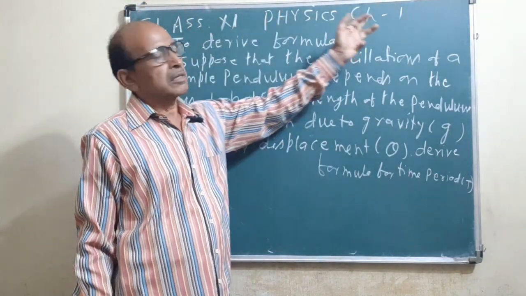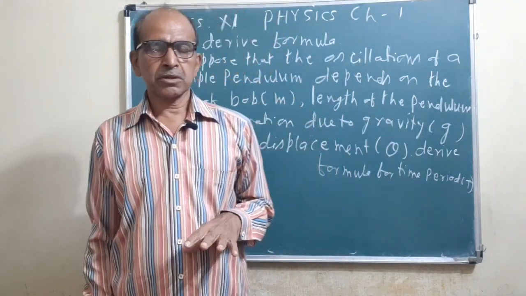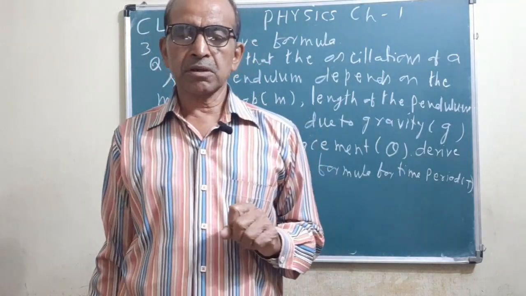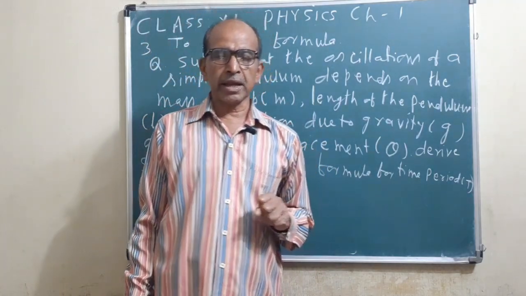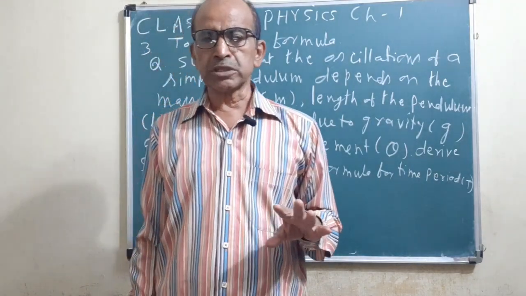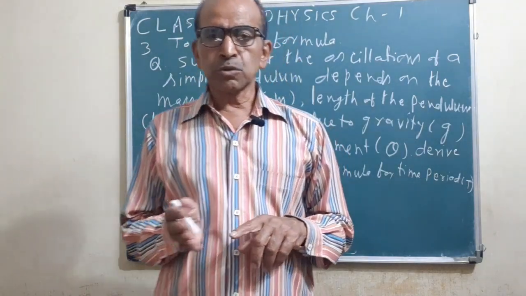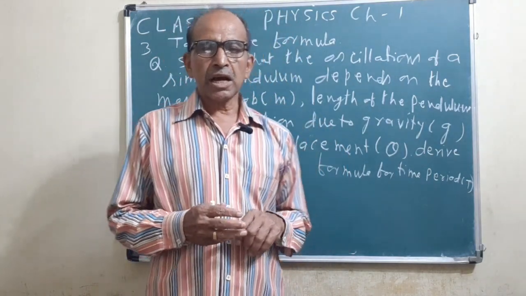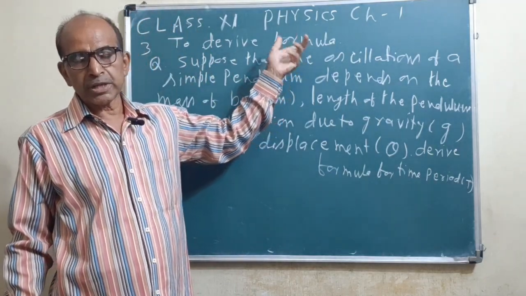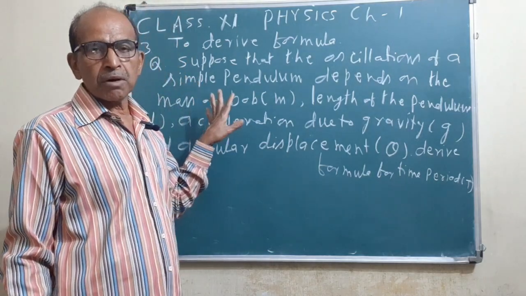Class 11 physics, chapter 1, physical world and measurements. There are dimensions and application of dimensions. Application of dimensional analysis, usage of dimensional analysis. There are three applications: first, to convert one system of unit into another system; second, to check the correctness of a physical relation; and third, to derive a formula. Okay, so the third application you are studying: the third application is to derive a formula.